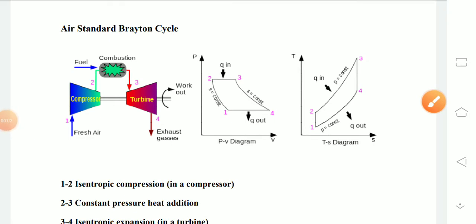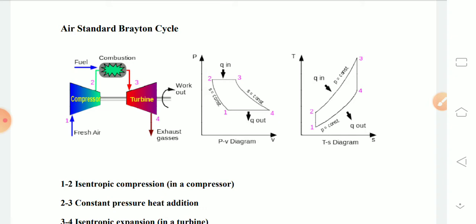Hello friend, today I am going to explain how to calculate the thermal efficiency of the air standard Brayton cycle. Generally, the Brayton cycle is also called the Joule cycle or constant pressure cycle. It is used as the basis of the gas turbine cycle, so it is used for gas turbine power plants and aircraft engines.